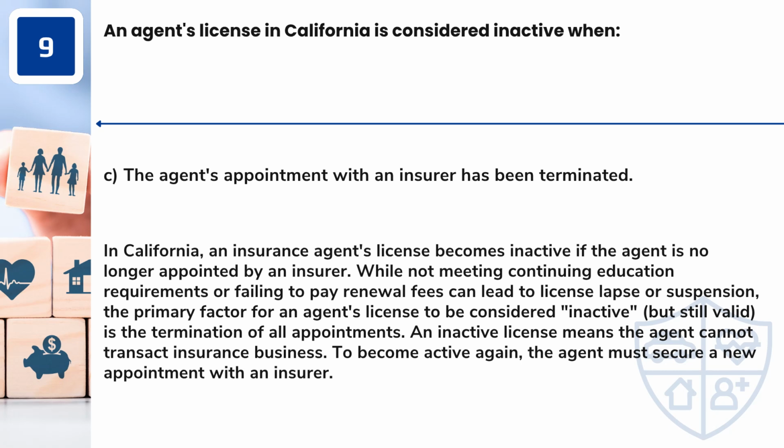Answer: C. The agent's appointment with an insurer has been terminated. In California, an insurance agent's license becomes inactive if the agent is no longer appointed by an insurer. While not meeting continuing education requirements or failing to pay renewal fees can lead to license lapse or suspension, the primary factor for an agent's license to be considered inactive, but still valid, is the termination of all appointments.